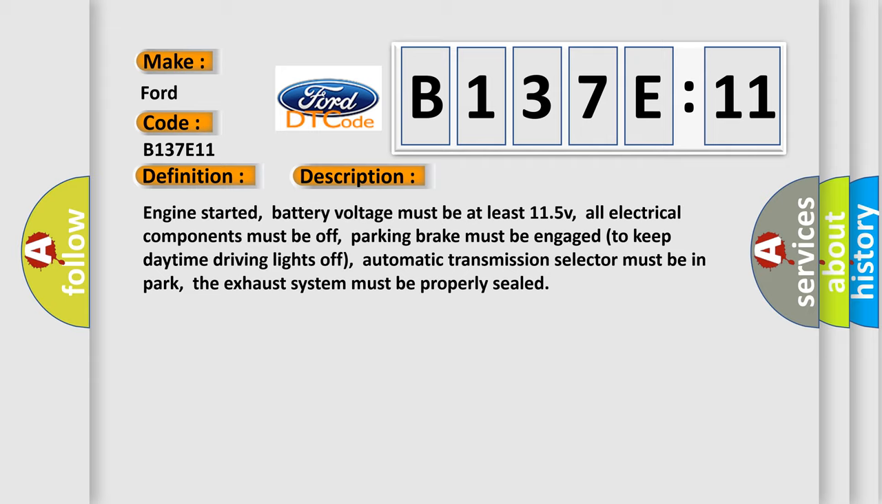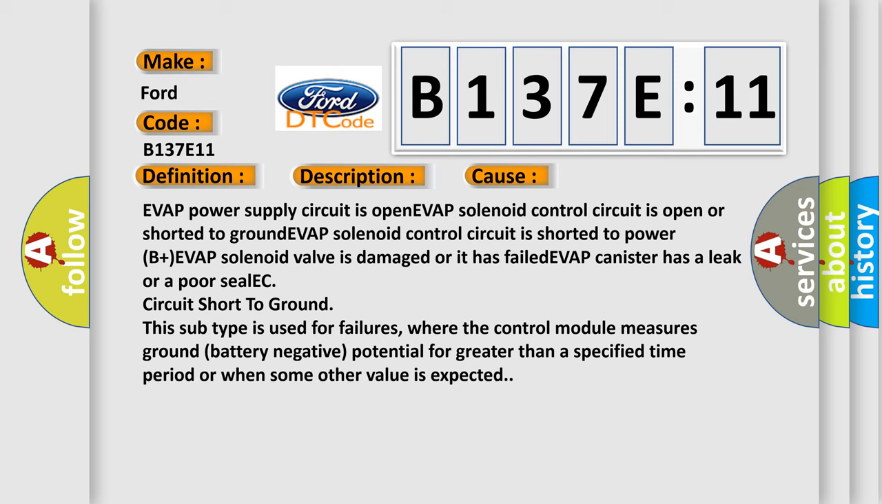Engine started, battery voltage must be at least 11.5 V, all electrical components must be off, parking brake must be engaged, daytime running lights must be off, automatic transmission selector must be in park, the exhaust system must be properly sealed. This diagnostic error occurs most often in these cases.